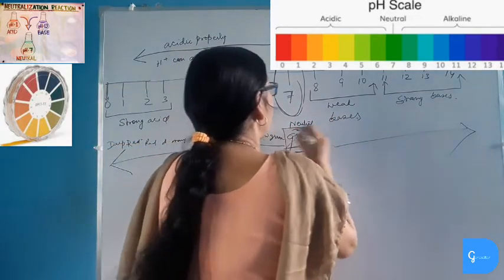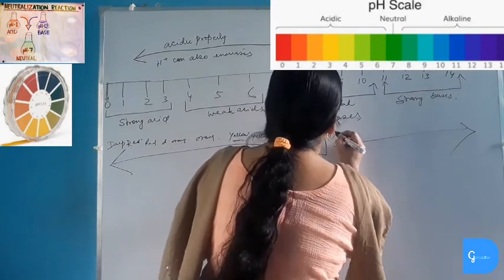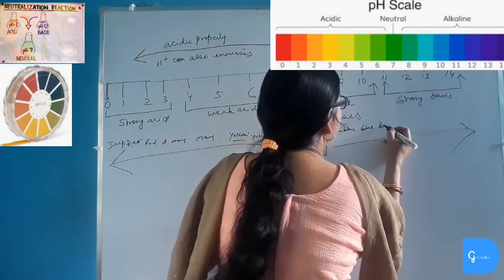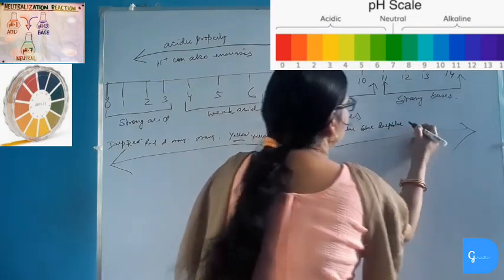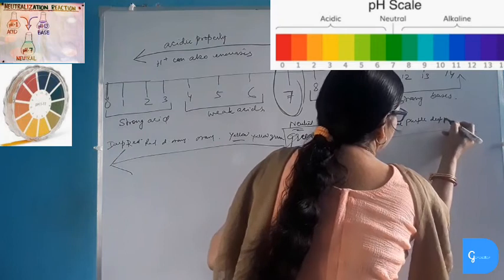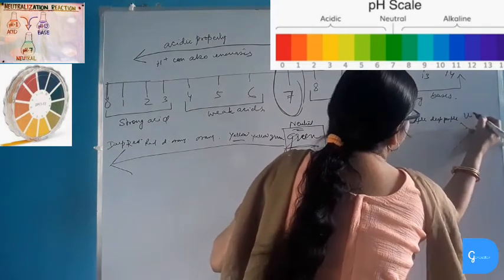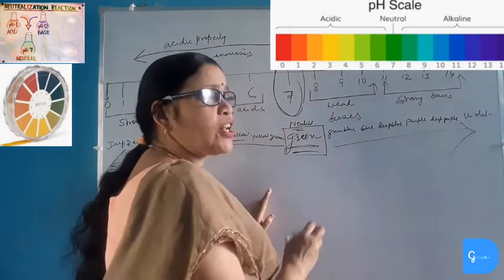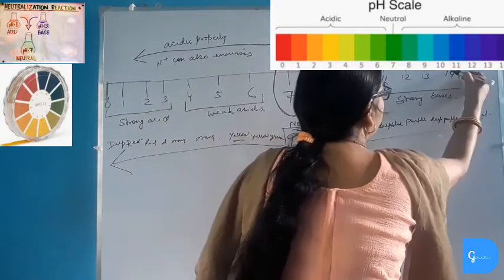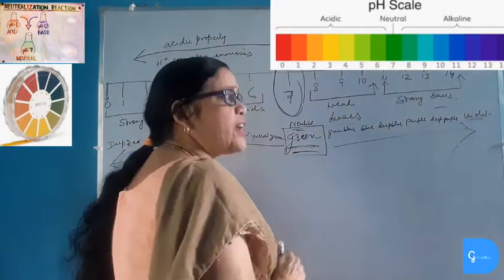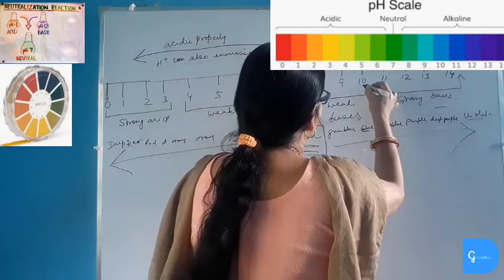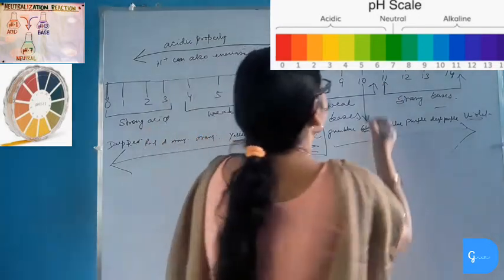From green, the neutral solution is always green. From green it changes to green blue, then blue, then deep blue, then purple, deep purple, and finally violet. So if the universal indicator paper shows violet color, then we can easily say that the base has a pH of 14 and that base is a strong base. Similarly, if the universal indicator shows blue color, then we can say that it has a pH value of 10 and thus that basic solution is a weak base.